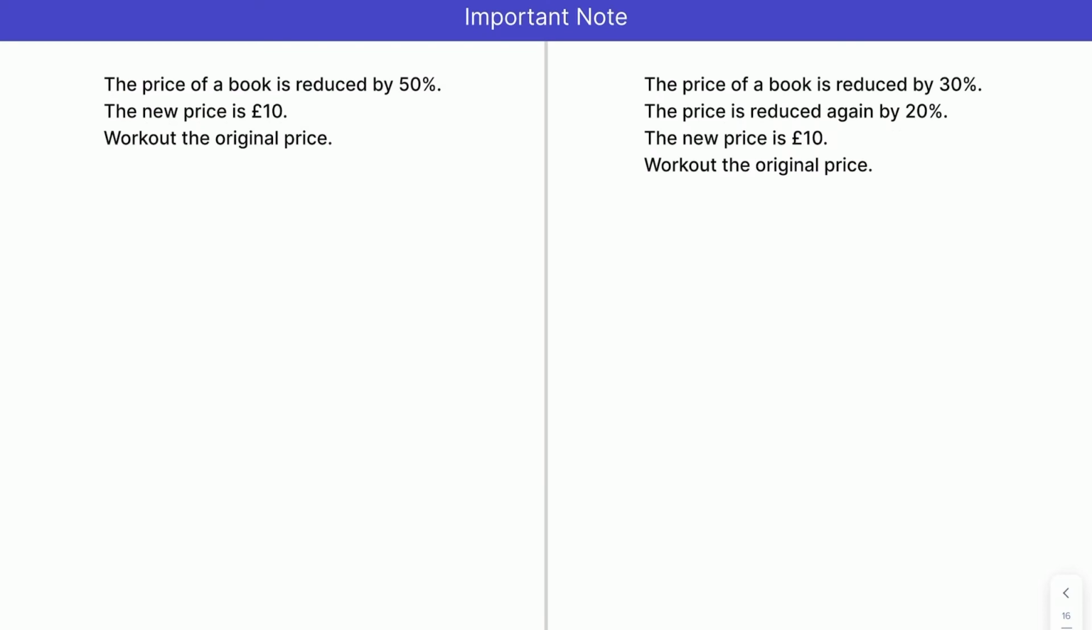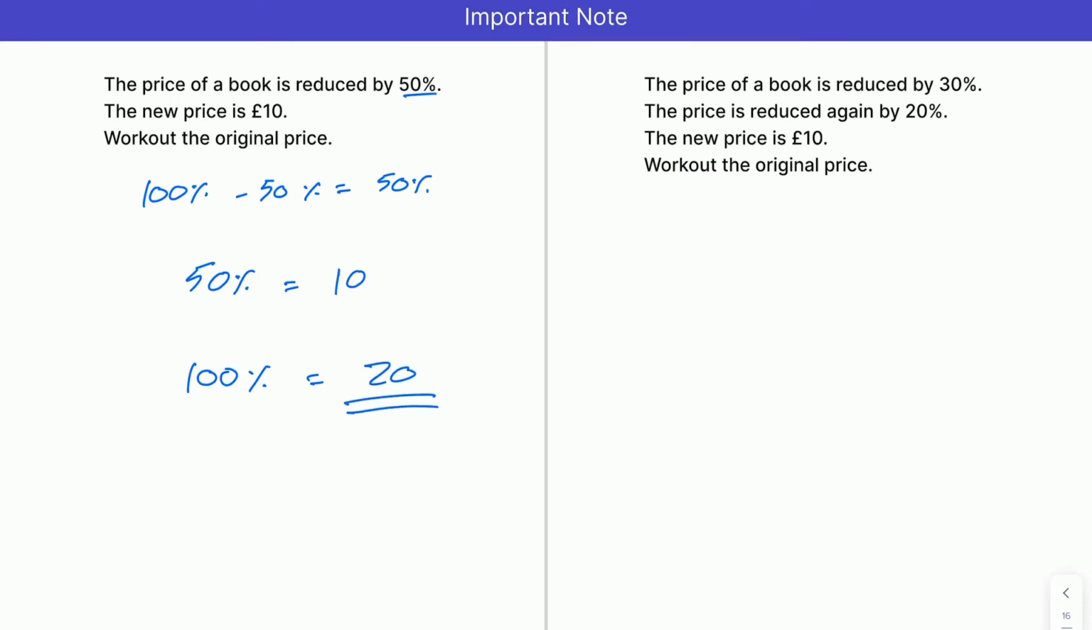Moving on. Now this is an important note here. So if you look at the question on the left first, we've been told the price of a book is reduced by 50%. The new price is £10. Now we know percentage is out of 100%. It's been reduced by 50%. That leaves 50%. So we know that 50% represents the £10. Now to go from 50 to 100, we can just double it, right? So that means the original price of this book was £20.